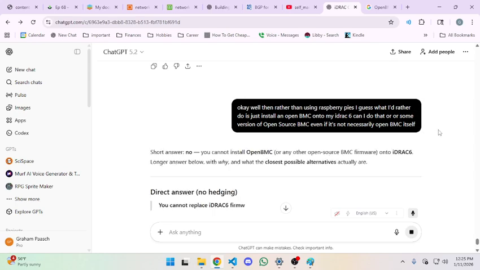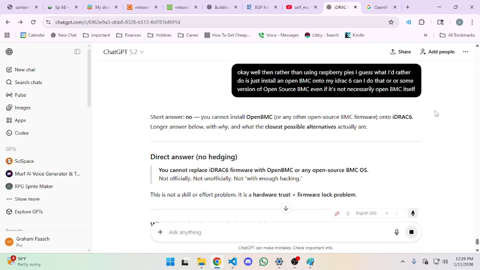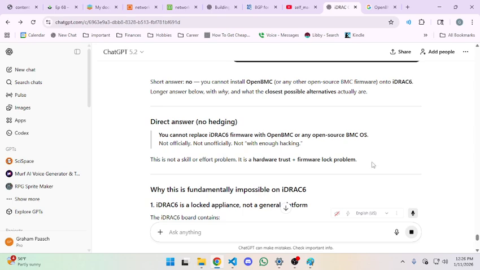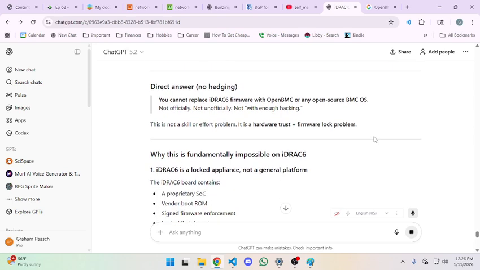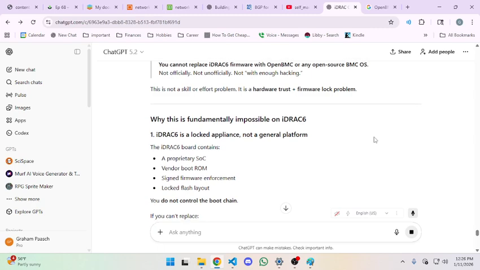No, you can't. Why not? Hardware trust and firmware lock-in problem. A locked appliance, not a general platform.